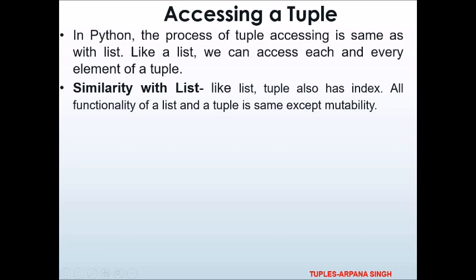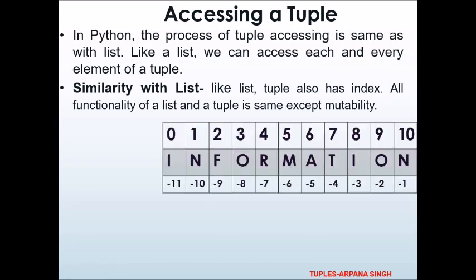How will you access the elements of the tuple? In Python, the process of accessing is the same as that of the list. Like a list, we can access every element of the tuple. So in that case it is similar to the list. A list has indexes to access the elements of the list. Similarly, tuples also have indexes to access the elements of the tuple. But the only thing is tuple elements are immutable. List elements are mutable, that is, you can change the list elements, but you cannot change the tuple elements.